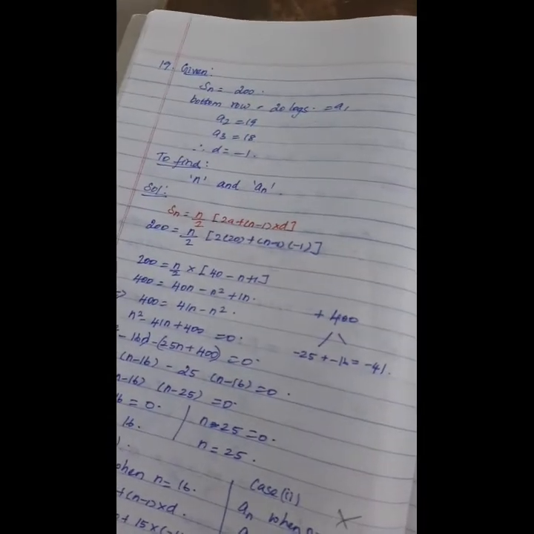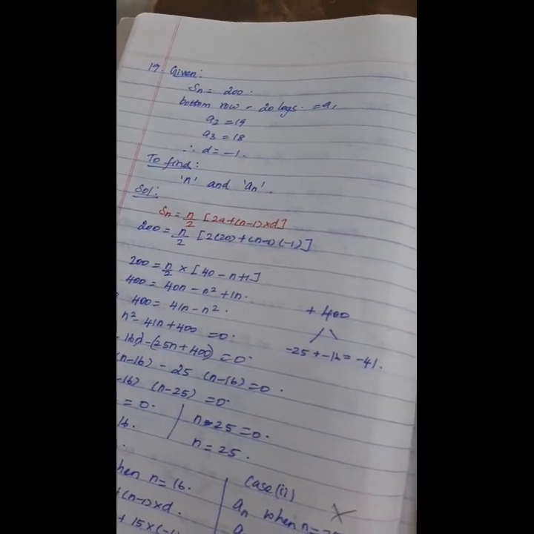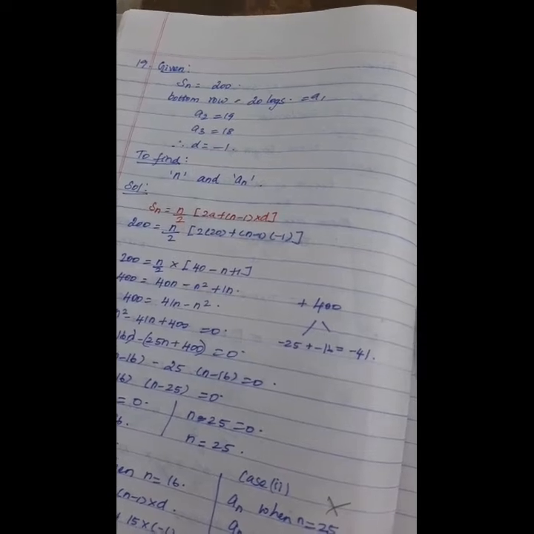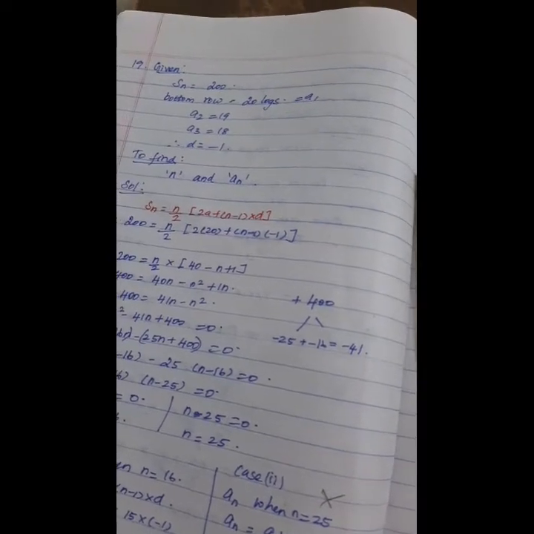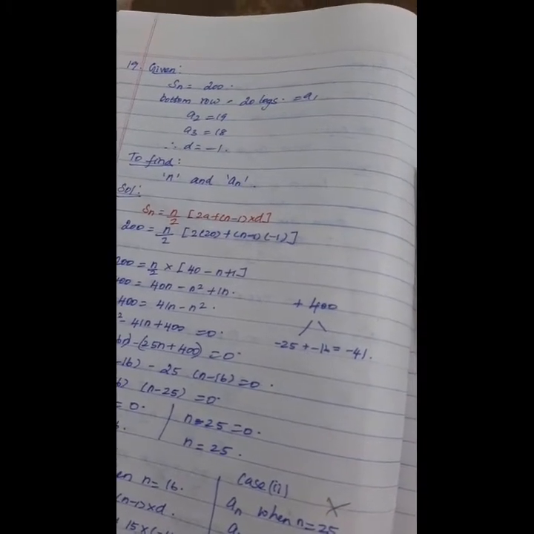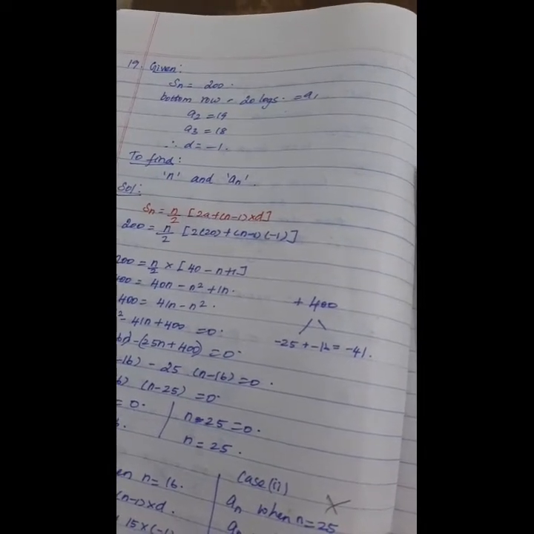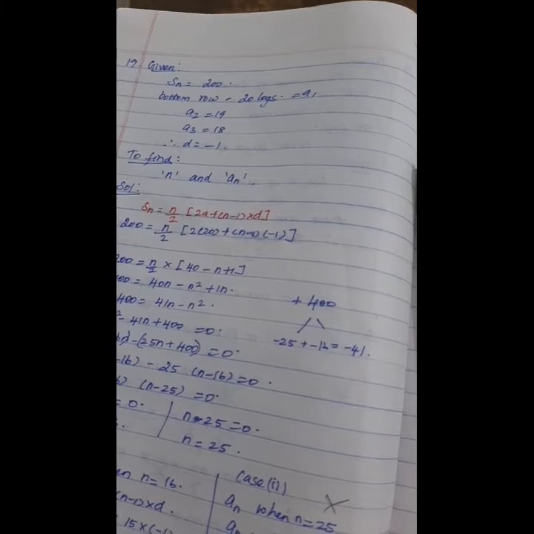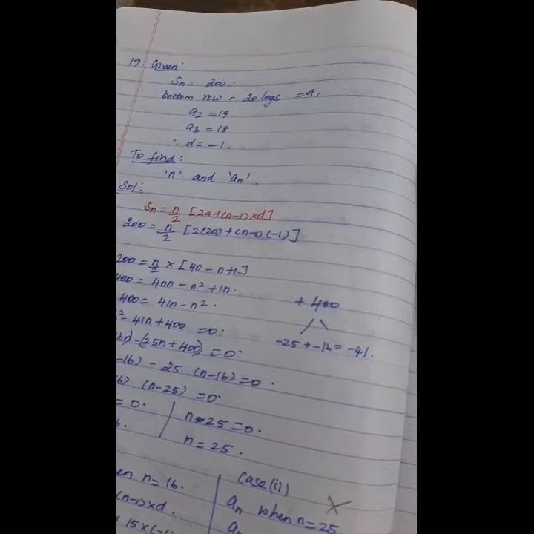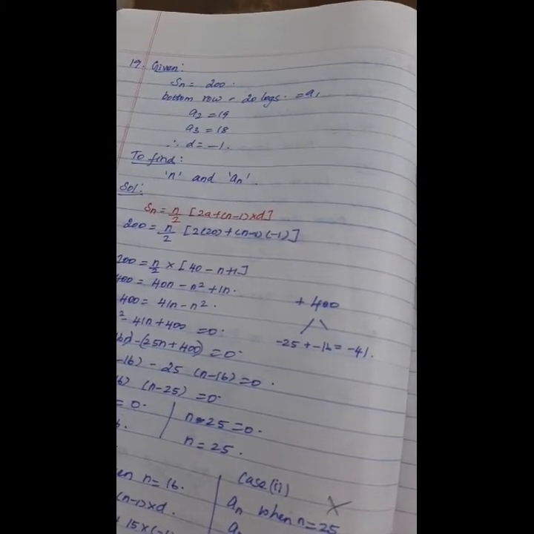Let us do the next sum, question number 19. Read the question in question number 19. What is given in your content book? 200 logs are stacked in the following manner. Totally how many logs? 200. What does that 200 represent then? It is your sum. Sn is 200.